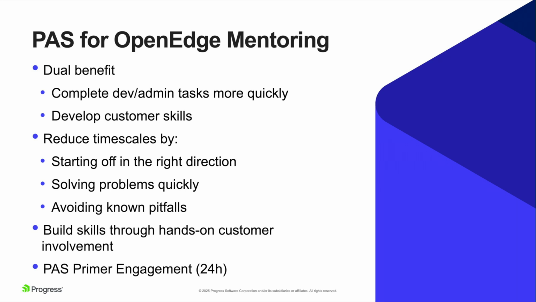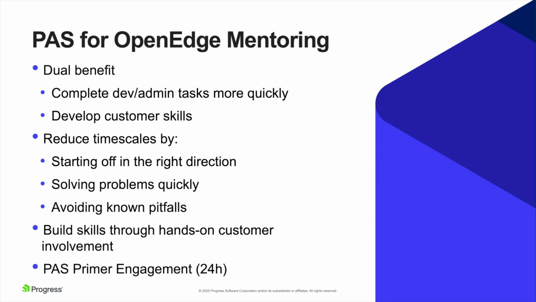But also, as we work with them, typically with them doing the hands-on work, they're building their skills. We're not doing something and just walking away. And this actually gets people up and running much more quickly. First of all, they're starting off in the right direction. They're not going off down a blind alley. If they do get stuck and things do come up, then we can help them solve those problems quite quickly. And if there are known pitfalls, things that people commonly get stuck with, we can again help with that. Again, what we're concentrating on here is getting the customer moving and building their skills so that we drop away and leave them self-sufficient. To help with this, we have a PaaS primer engagement.